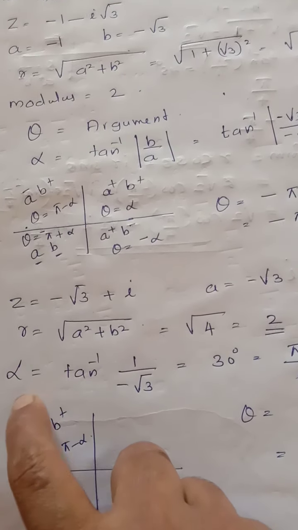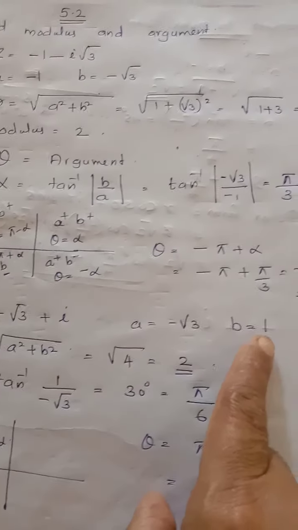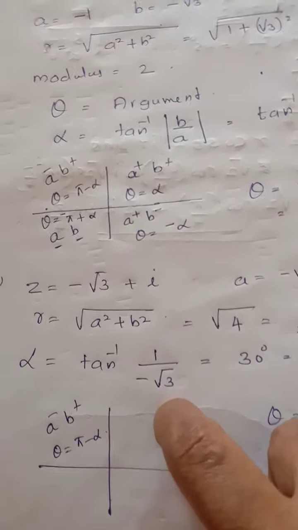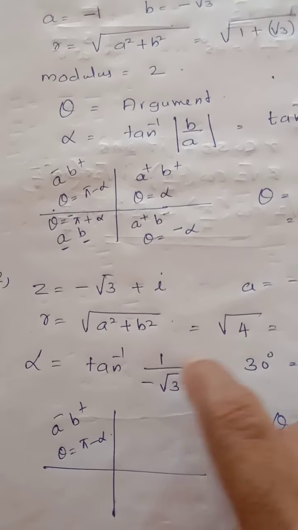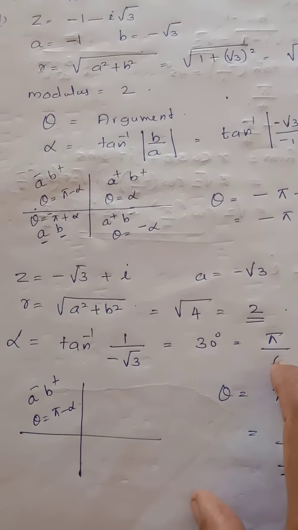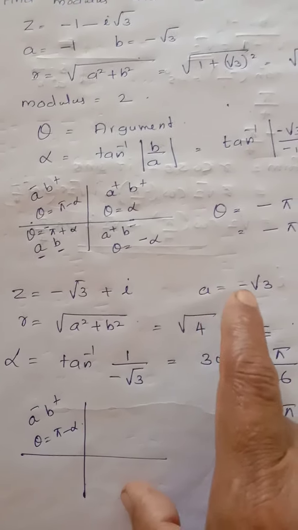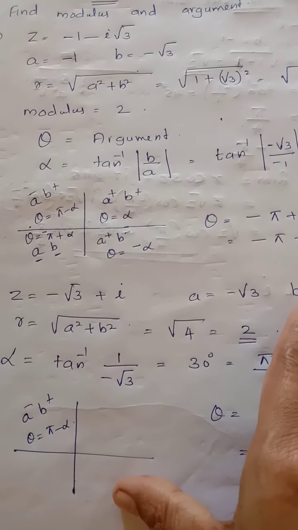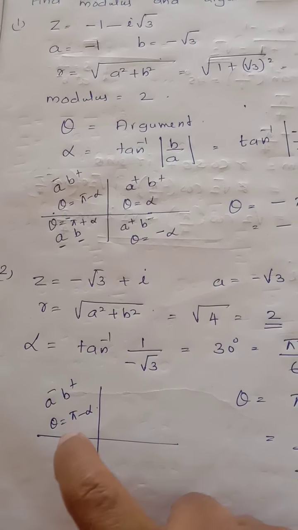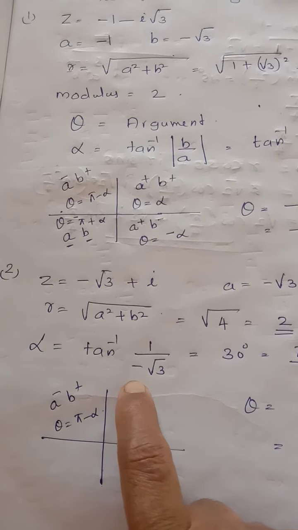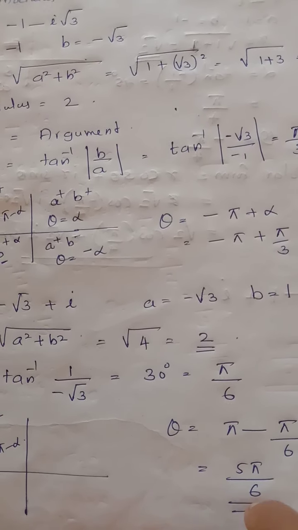Now we have to find the argument. We can't find the argument directly. We have the equation alpha is equal to tan inverse of b by a, where b is 1 and a is minus root 3. So 1 by root 3, where will it come? Tan 30. Tan 30 means pi by 6. Now we want to find theta. We have to check which is negative. a negative, b positive, where will it come? Second quadrant. So theta must be pi minus alpha, pi minus pi by 6. We will get 5 pi by 6.